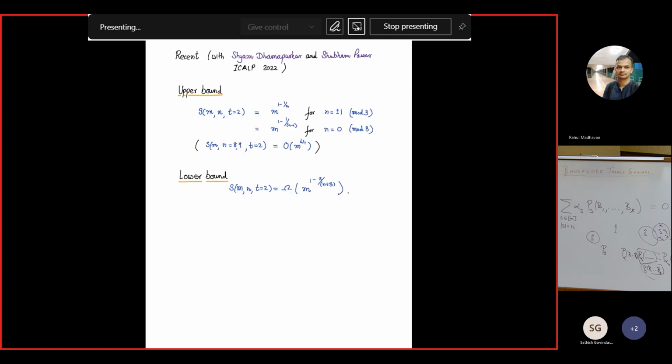So, and the lower bound is of the form m to the minus 2 over n. So what I'm going to do today is sort of give you an idea of how you construct schemes for 2-bit probes. Okay, and then I will tell you about a similar scheme with quantum.